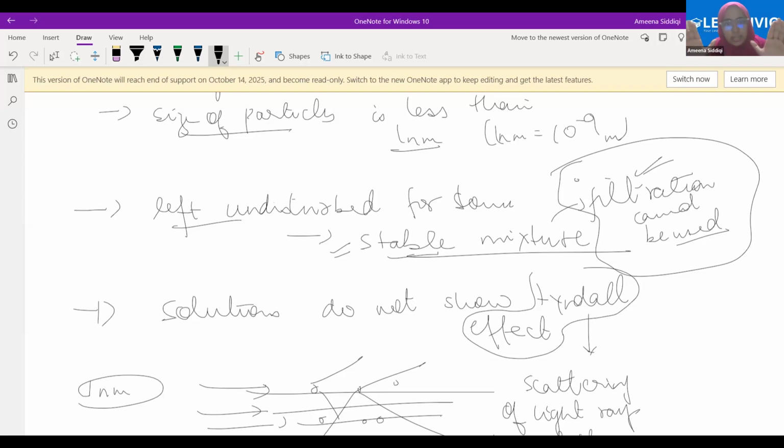Are you getting it? Whenever the mixture is stable, no filtration, but some other physical method will be used. But overall, will the method of separation be chemical or physical? Physical. Any four of you, any problem in this concept? No, ma'am.